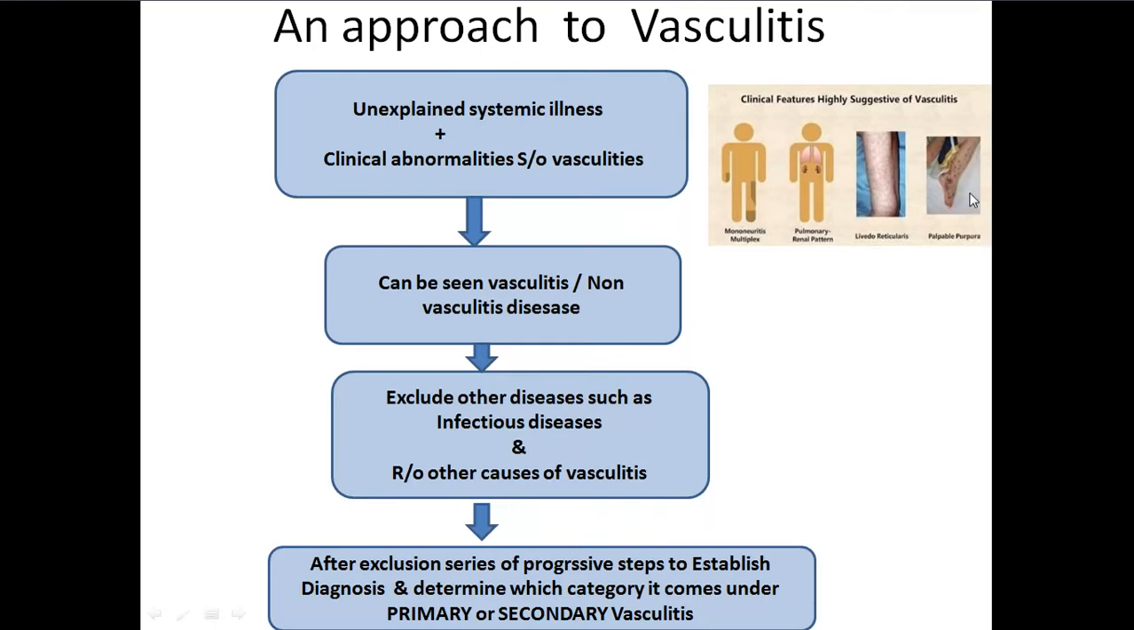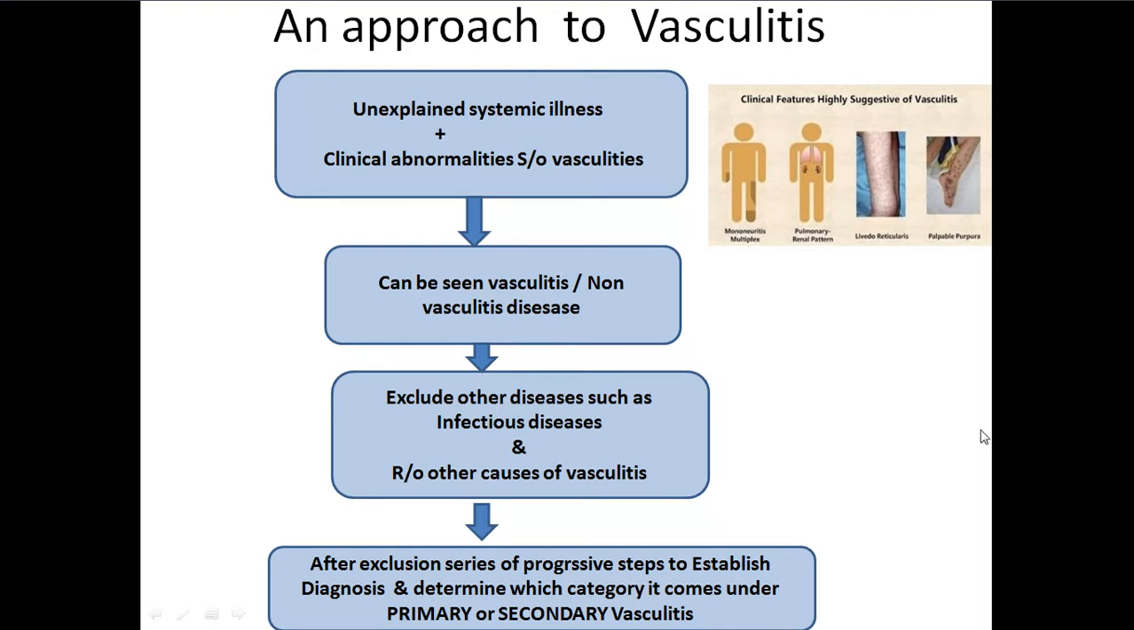Purpura is seen in so many conditions, but palpable purpura is mostly seen in vasculitis disorders, in the presence of livedo reticularis, the pulmonary and renal pattern, and mononeuritis multiplex. So if these clinical features are present in a person, that is highly suggestive of vasculitis, or any patient presenting with unexplained systemic illness. You go through all the history, but you are not able to reach a definitive diagnosis, then it could be a vasculitis or non-vasculitis disease.